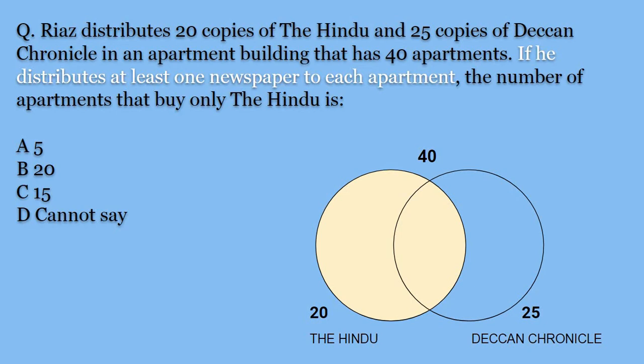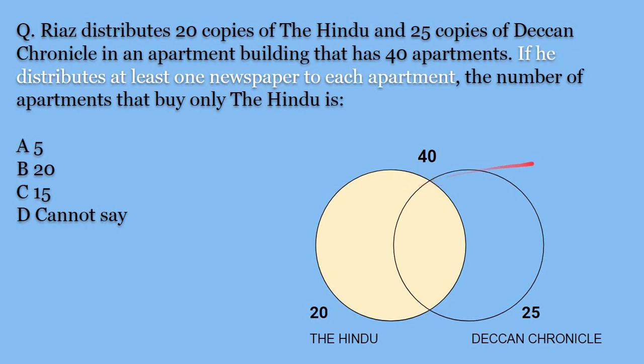It says Riaz distributes 20 copies of the Hindu and 20 copies of Deccan Chronicle in an apartment complex that has 40 apartments. He distributes at least one newspaper to each apartment, that is, to all those apartments at least one newspaper is given. The number of apartments that buy only the Hindu is what you have to find out. So we know there are 40 apartments. Let us first give one newspaper, the Hindu, to 20 of them. So the leftover apartments will be 20.